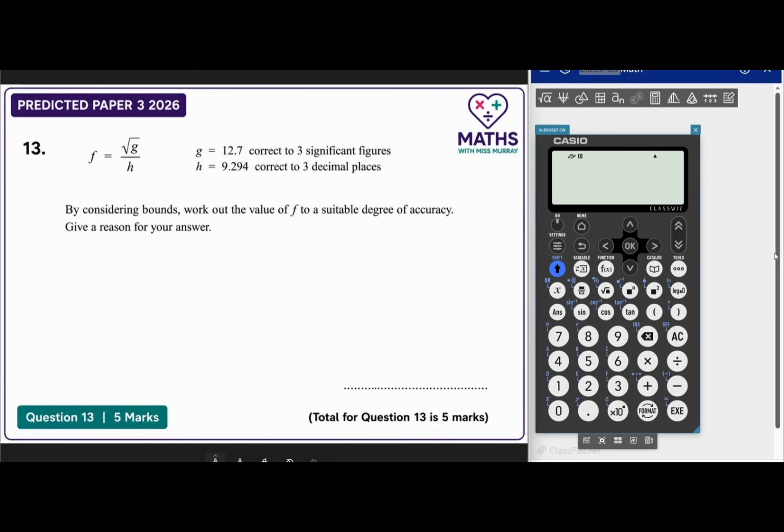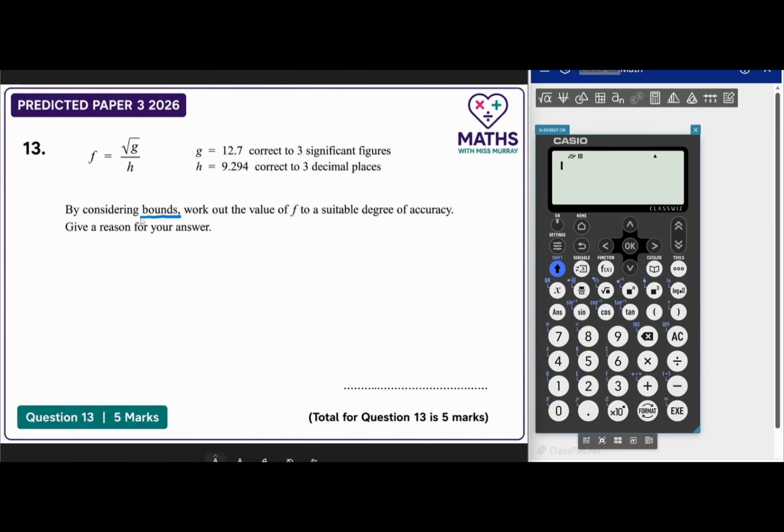So now we have question 13, and this is a bounds question. I don't know why, but I'm just convinced that this is the type of question that's going to come up. You have already had a very simple error interval question, but there has been previous years where when error intervals has come up, there's been a bounds question on a different paper, and it's come up I think 4 out of 5 years. So let's have a look at this.